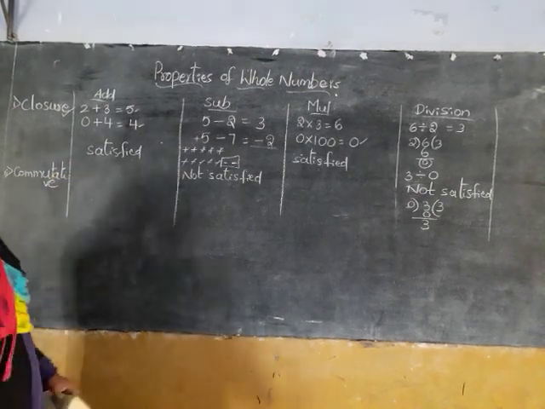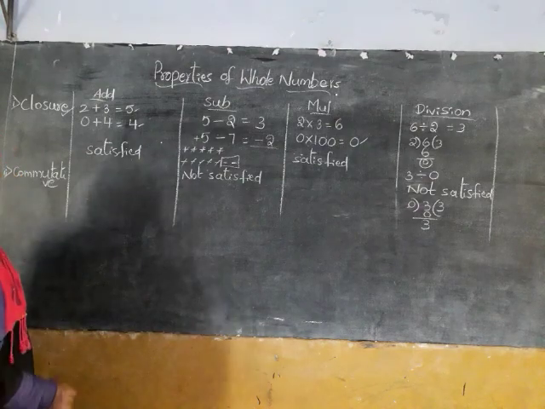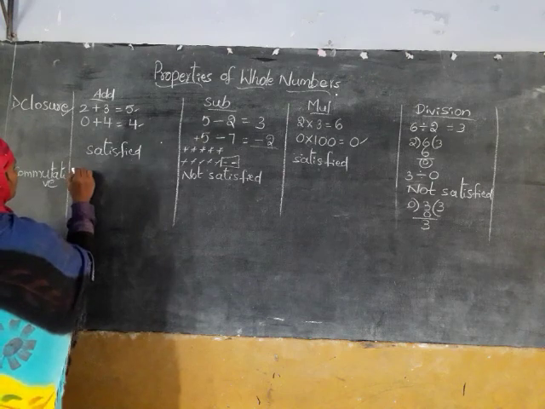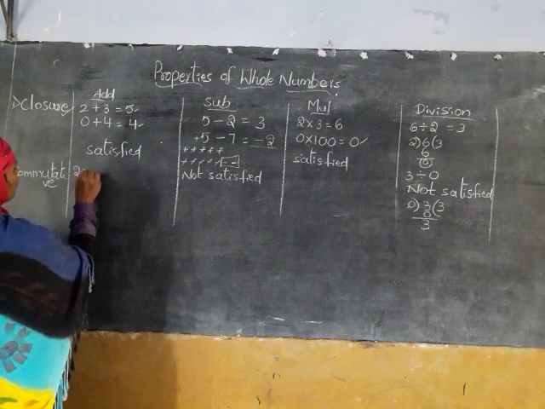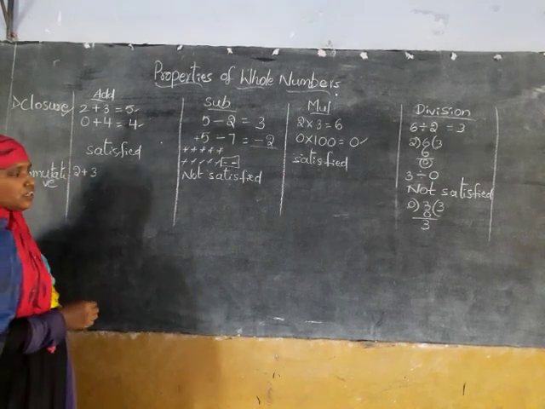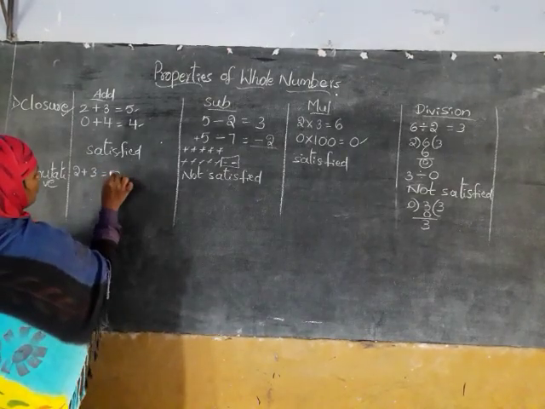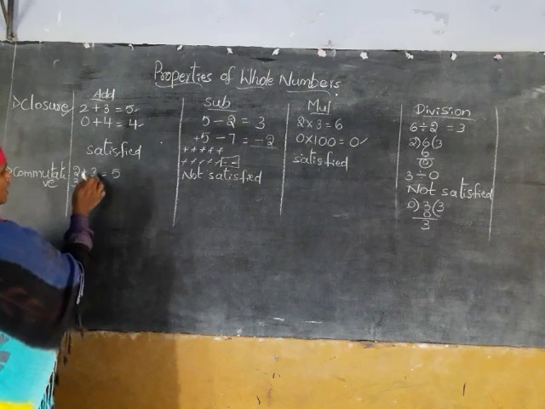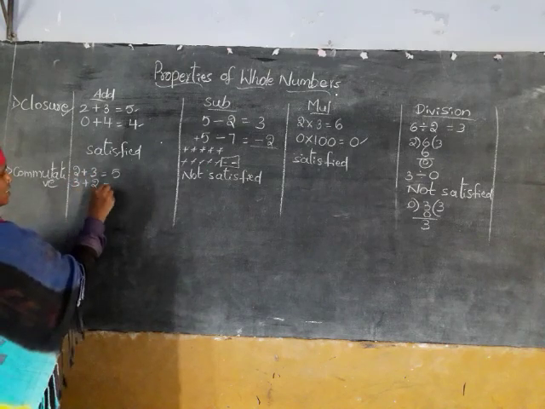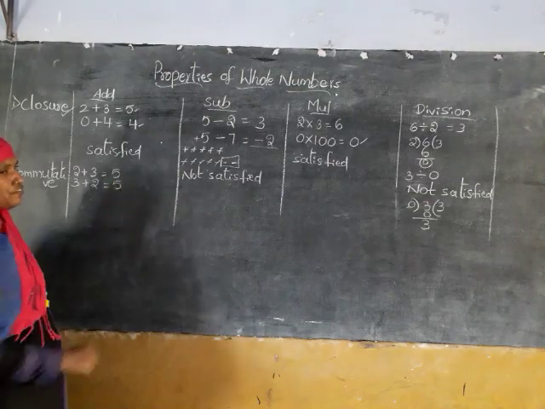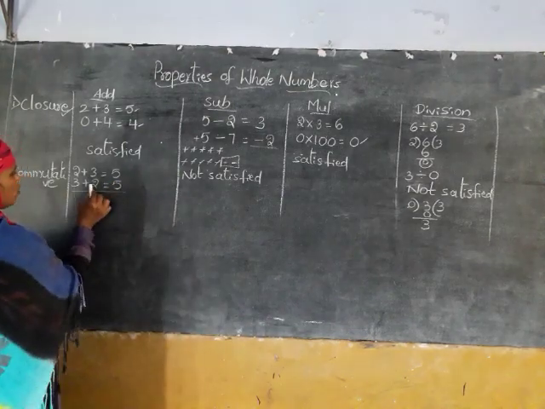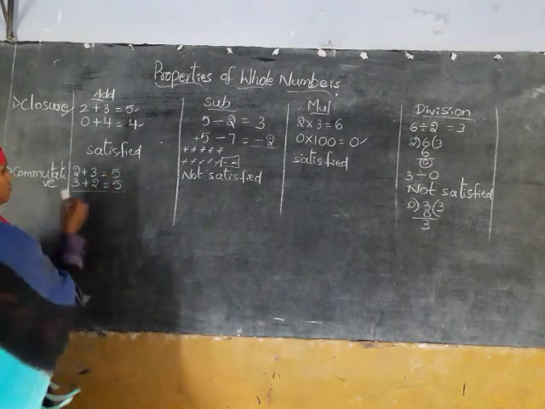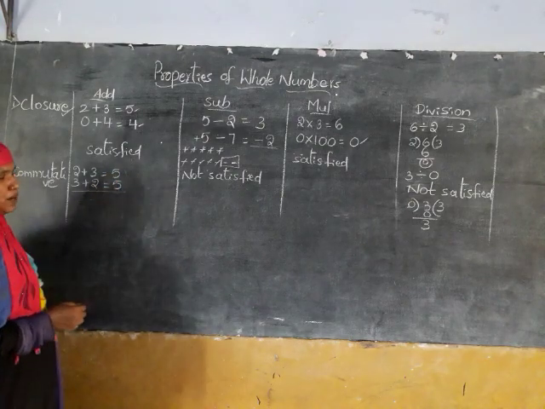Commutative property. The second property is the commutative property. Let me take one example. 2 plus 3 equal to how much? 5. So 3 plus 2, just interchanging the numbers, 3 plus 2 is also 5. From this you can say that whether you interchange the numbers, the answer should be the same. This is the property called commutative property.